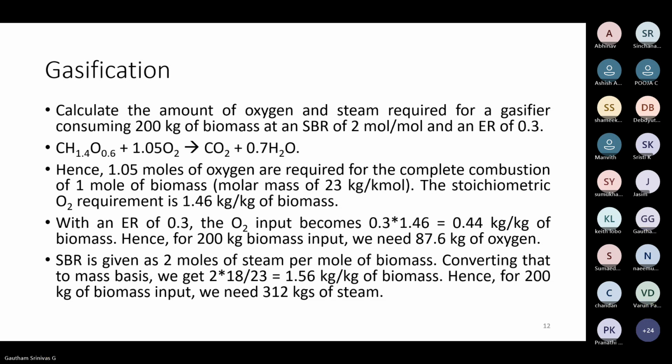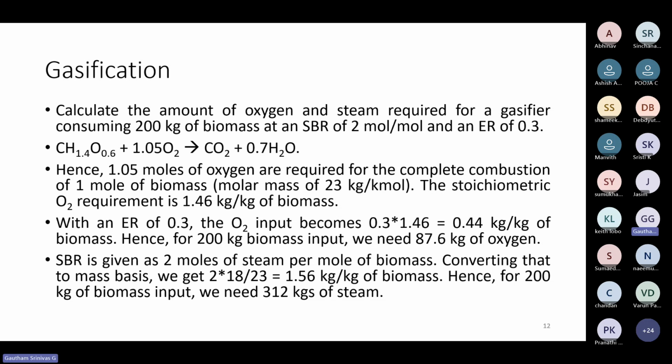The steam to biomass ratio is 2 moles of steam per mole of biomass. We convert that into mass basis, which is 2 into 18, where 18 is the molar mass of steam in kg per kilomole, and 1 mole of biomass is 23 kilogram. So you have 1.56 kilogram for 1 kg of biomass. So for 200 kg of biomass input, we need 312 kgs of steam.